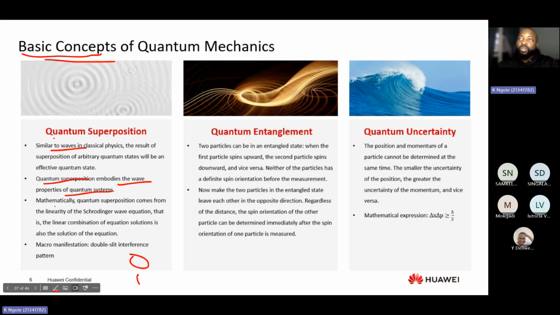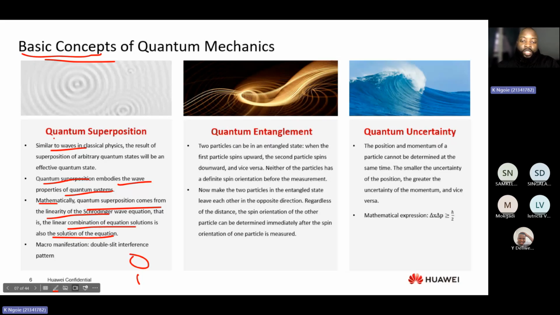Okay, so you need to know that mathematically, quantum superposition comes from the linearity of the Schrodinger wave equation. That means that a linear combination of equation solutions is also a solution of the equation. So we have quantum superposition here.